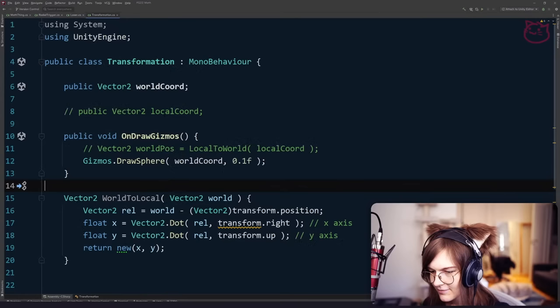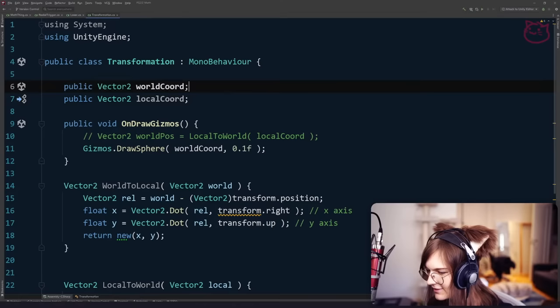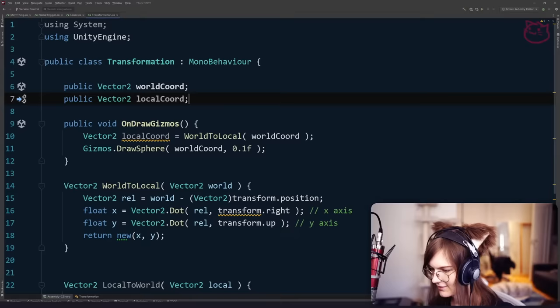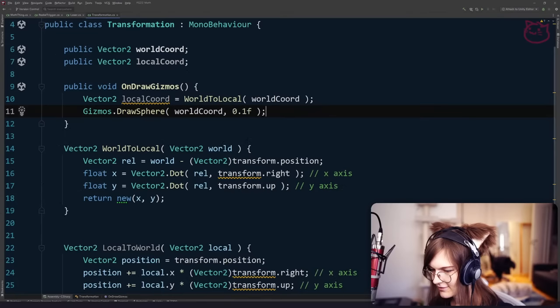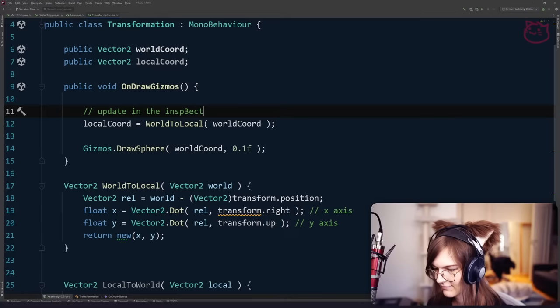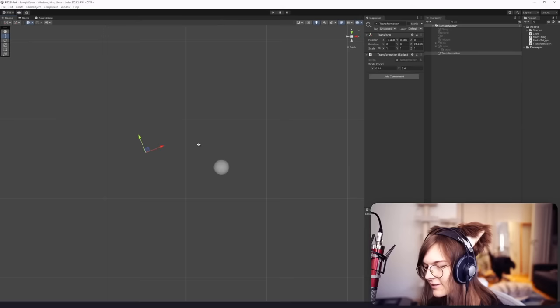I guess we can just output the local space coordinate in the inspector. It's not going to be very exciting, but we can just do that, I suppose. So we can calculate the local space coordinate from our world space coordinate. And so this is just going to be for updating it in the inspector. It's a little bit illegal to change your serialized values in OnValidate, but that's okay.